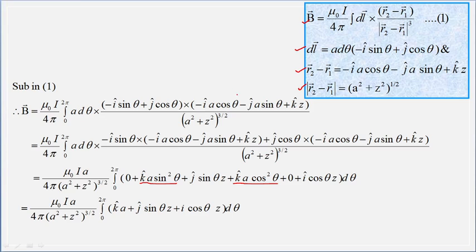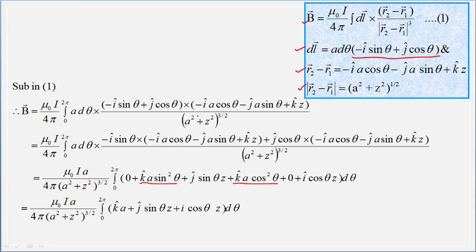Here dl, a d theta, I have written here, and this part I have written in this bracket. The cross product is there with vector r2 minus r1. So we are substituting this here, divided by modulus of r2 minus r1 cube. Modulus of vector r2 minus vector r1 is a square plus z square raised to half, and cube means raised to 3 by 2. So this is what we get.